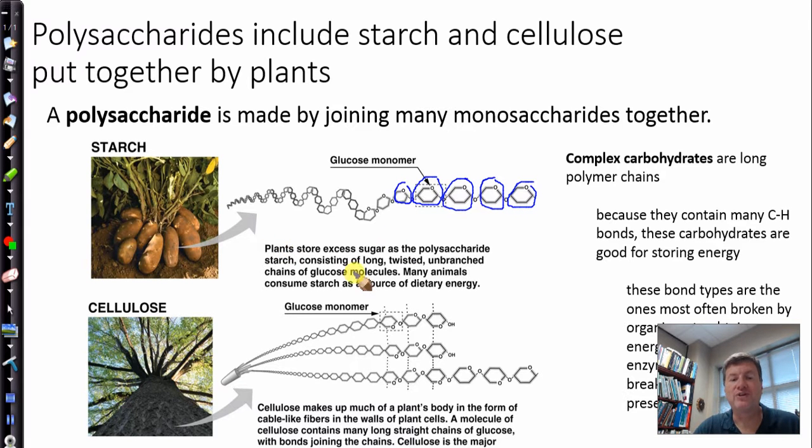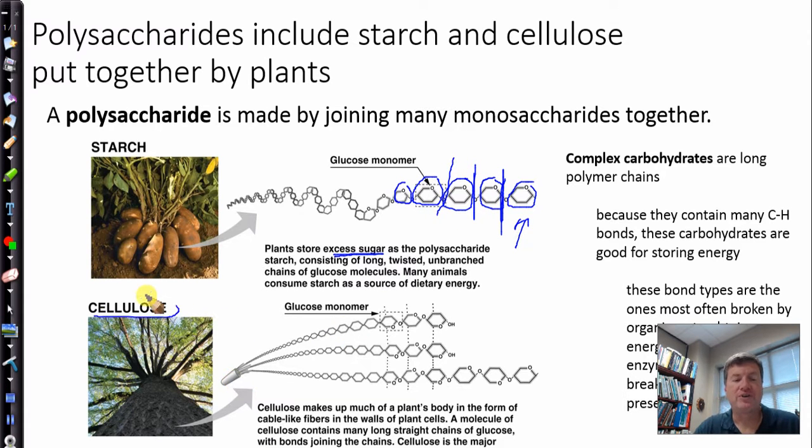So some plants are going to store excess sugar as these large starch molecules. Of course, we can then eat these molecules, eat the potato in this case. We can eat these to release these bonds and to get the energy in the form of sugar.